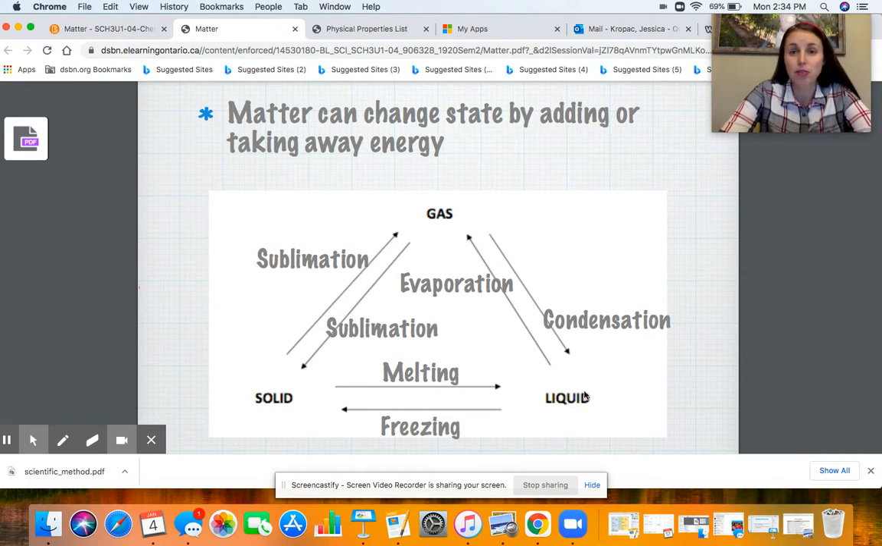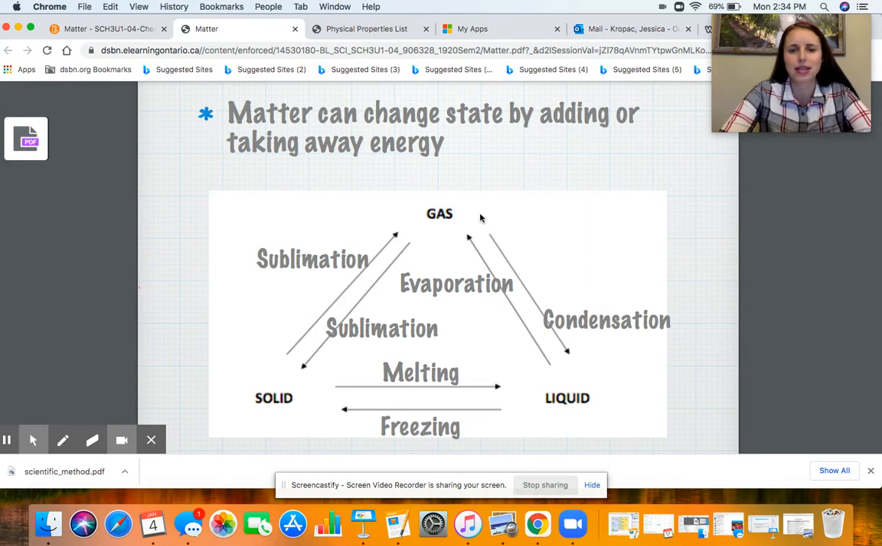So if I'm going from liquid water to gaseous water, to water vapor, to water in the atmosphere, we're going to say that that water is evaporating: evaporation. If I want to go from that atmospheric water, that water vapor, back to liquid water, I can do that. I'm going to have things cool, and that's going to be called condensation.